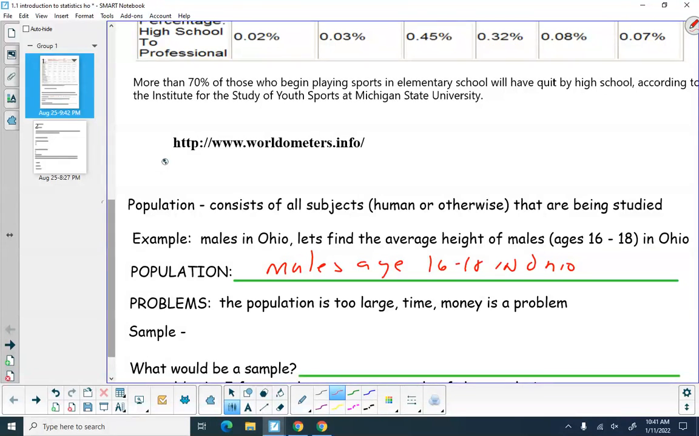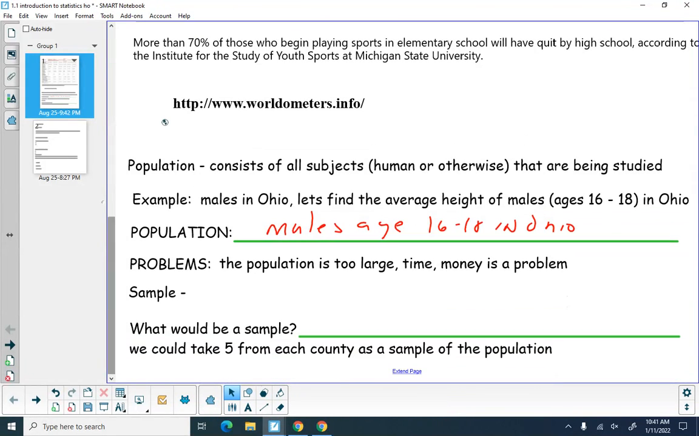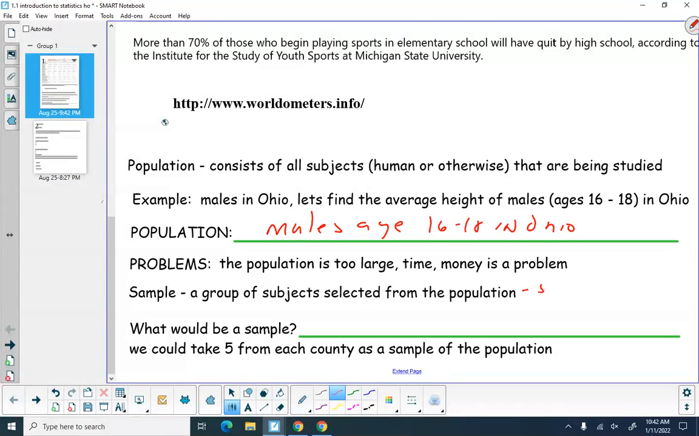So what statistics does, it tries to take care of this problem that you have. And they look at a sample. Okay, a sample is a group of subjects selected from the population. It's like a subset. It's a subset of the population.